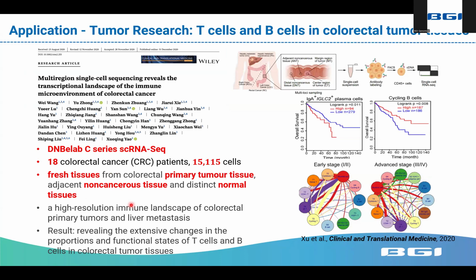This study is about tumor research. Researchers used tissues from colorectal primary cancer tissue, which we also call CRC. They used the CRC tissues, adjacent non-cancerous tissues and distant normal tissues to do the single-cell RNA sequencing. In total, 15,000 cells were obtained, and a high-resolution immune landscape of CRC was drawn. So this study revealed extensive changes in the proportions and functional states of T cells and B cells in CRC tissues.